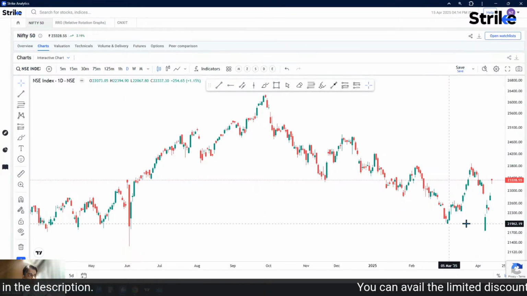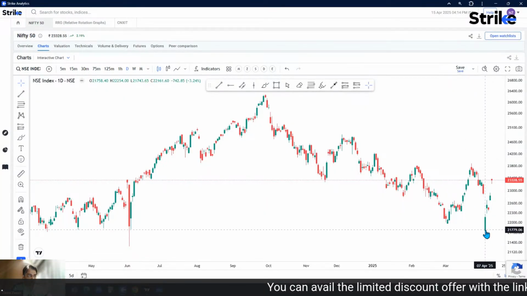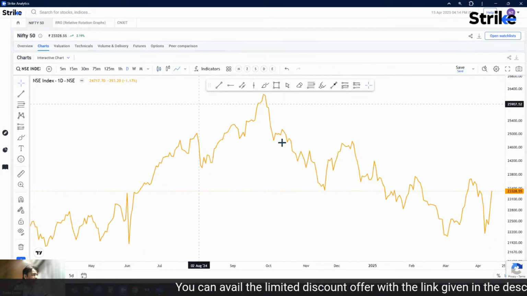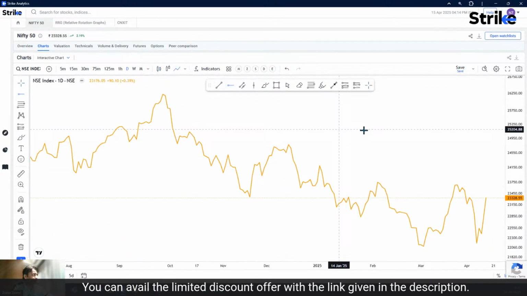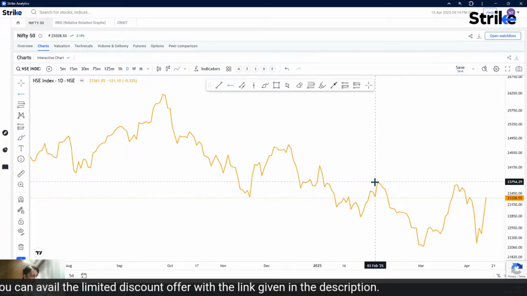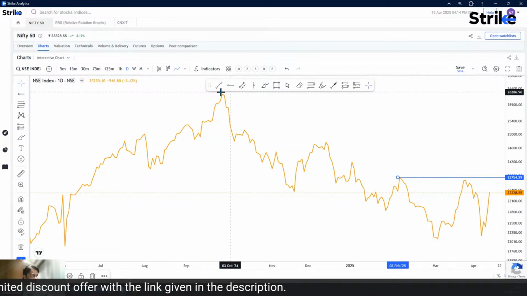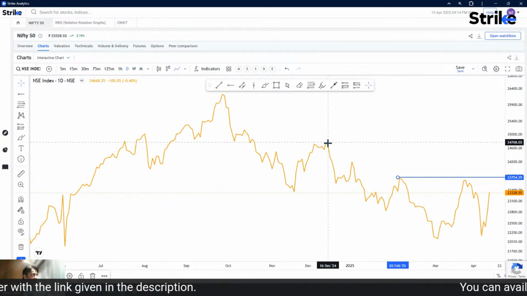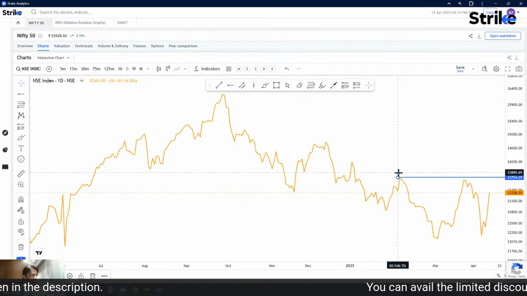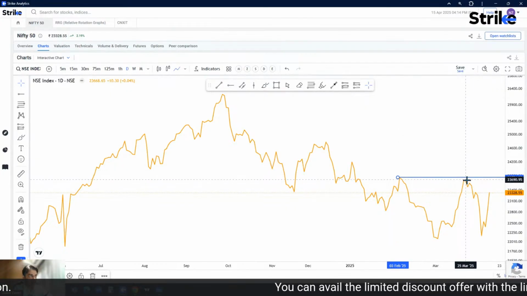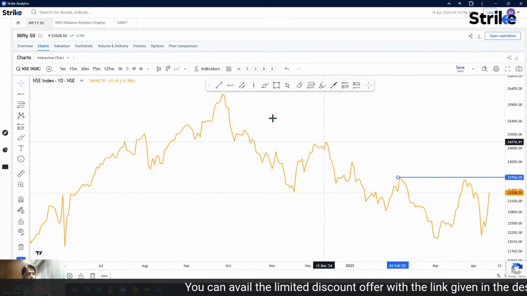And over here, this low was also broken on an opening basis. But if we look at the line chart, we can see that this particular high, see, this is a high, then this was a lower high, lower high, lower high, and yet again on a closing basis we got a lower high.